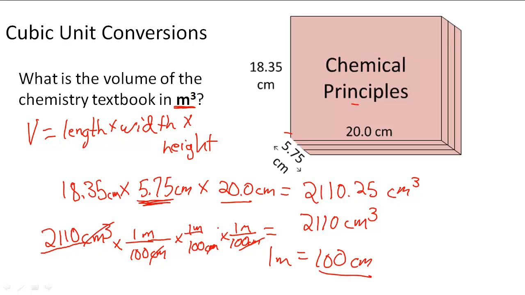So this means 2110 divided by 100, then divided by another 100, then divided by another 100. So let's do that to figure out the problem. So here we go. We're going to do 2110 divided by 100, then divided by 100, then divided by 100. And what we get at the end is that the answer is going to be 0.00211 meters cubed. So that is the volume in meters cubed for this problem.